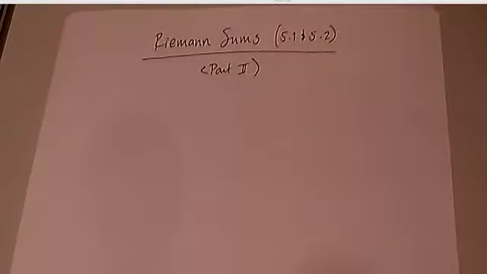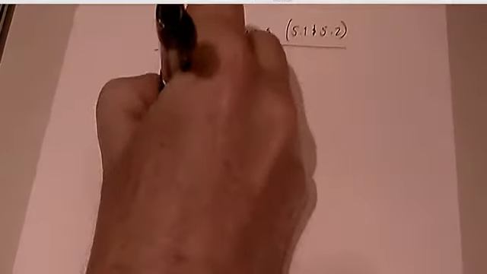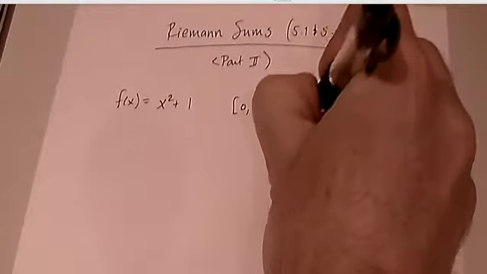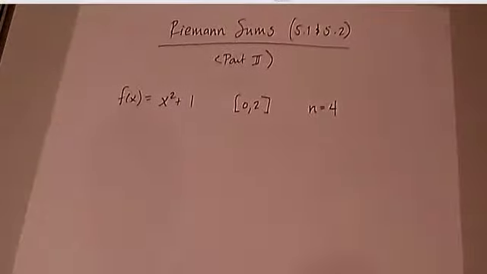We're going to enter into a discussion of left hand, right hand, and midpoint by going through another example. And here's the scenario that we're going to be dealing with. Okay, we want to talk about f of x is equal to x squared plus 1 on the interval 0 to 2, and let's go 4 subdivisions again.